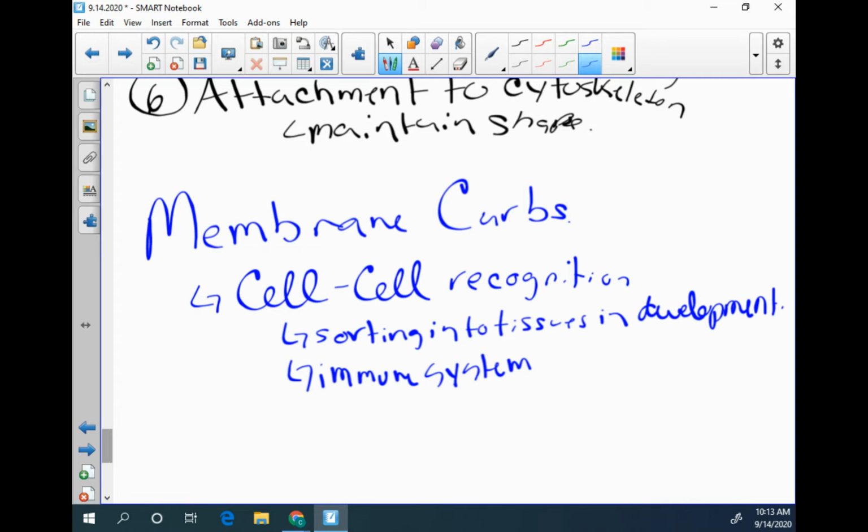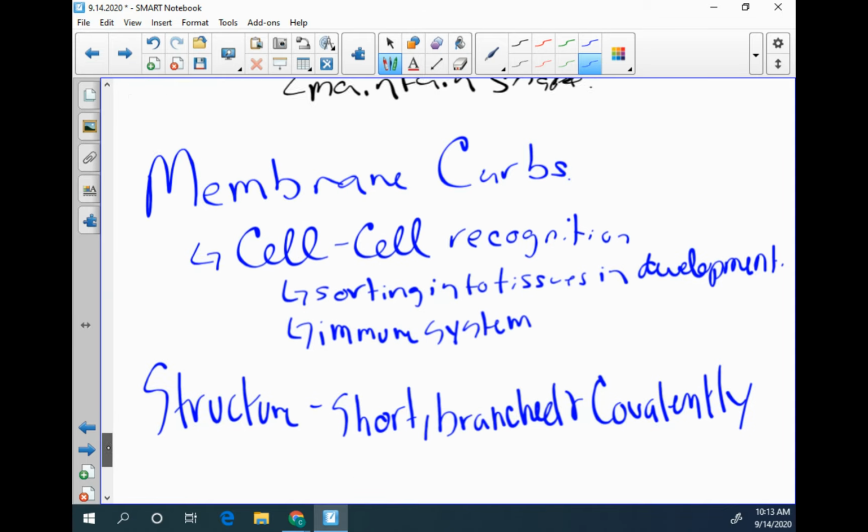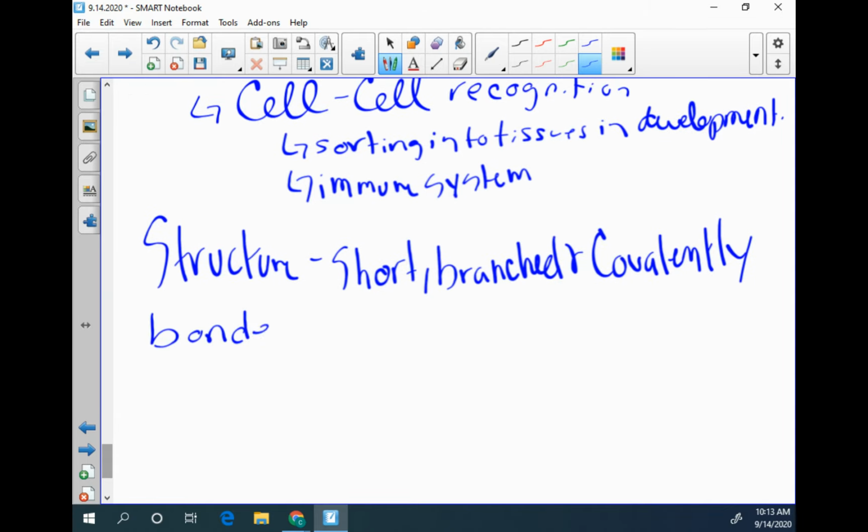They are structurally short, branched, and covalently bonded to lipids. And this creates glycolipids. Just like when we had carbohydrates bound to proteins, we had glycoproteins. Lipids bound to carbohydrates are glycolipids.